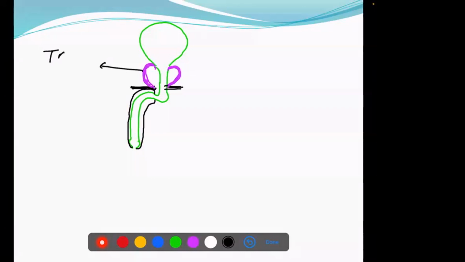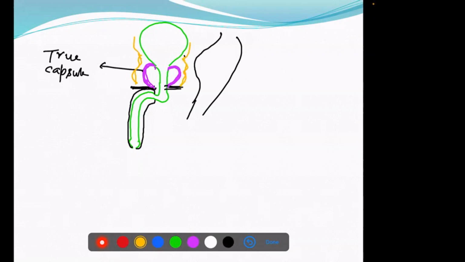There's a true capsule. The true capsule is the outermost layer of the prostate gland, made up of fibrous tissue. What is the false capsule? Just outside the prostate there's a layer of fatty tissue. This fatty tissue is known as the false capsule. In between the true and false capsule, we have the prostatic venous plexus. This is important. Remember that. This venous plexus lies outside the true capsule.